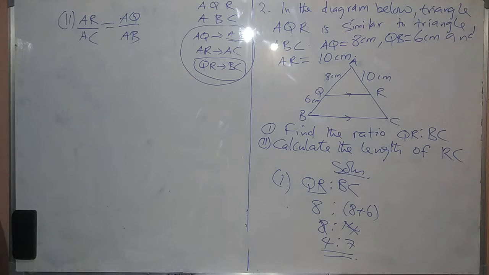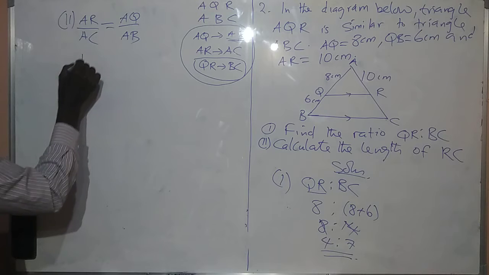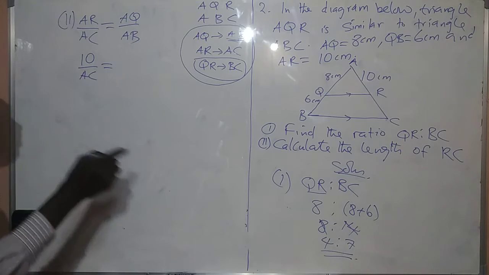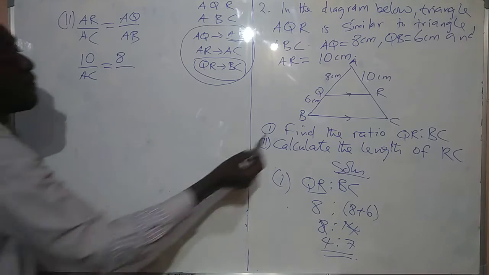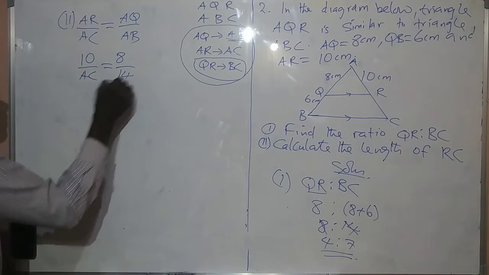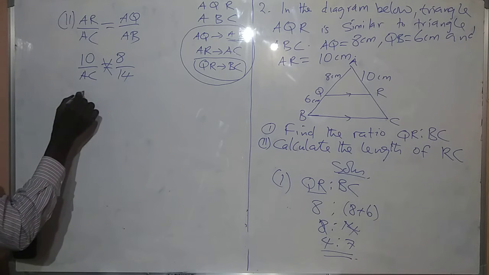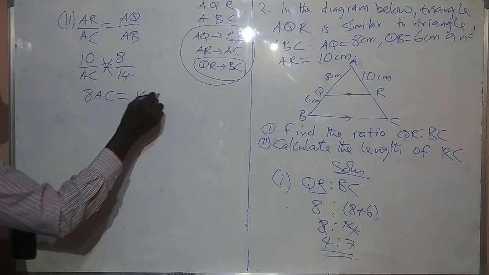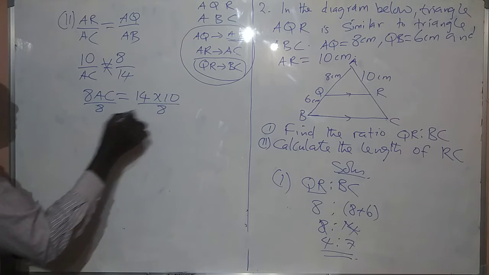Then we can substitute the numbers. AR is 10, so we have 10 divided by AC, which is equal to AQ, which is 8, divided by AB, and from A to B, you add 8 plus 6, you get 14. Then we can cross multiply. We are going to have 8 AC is equal to 14 times 10. And then we divide by 8 on both sides.